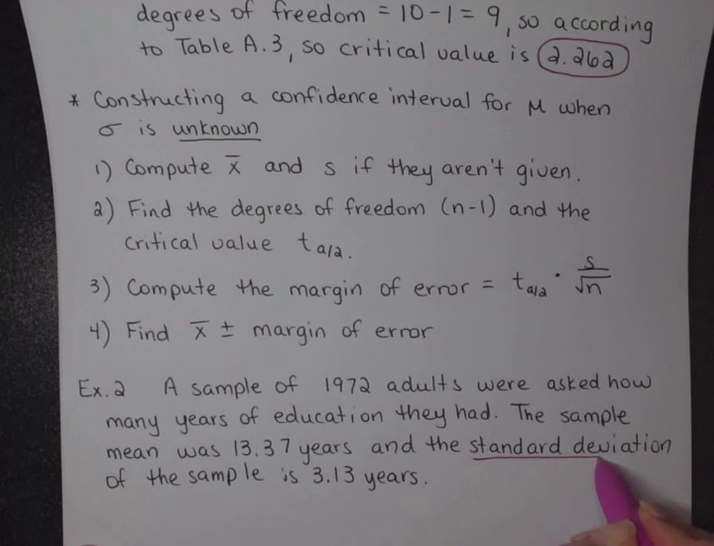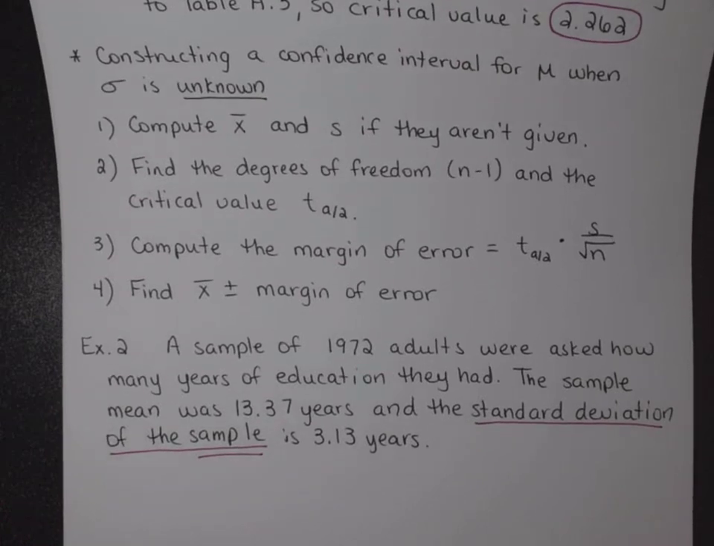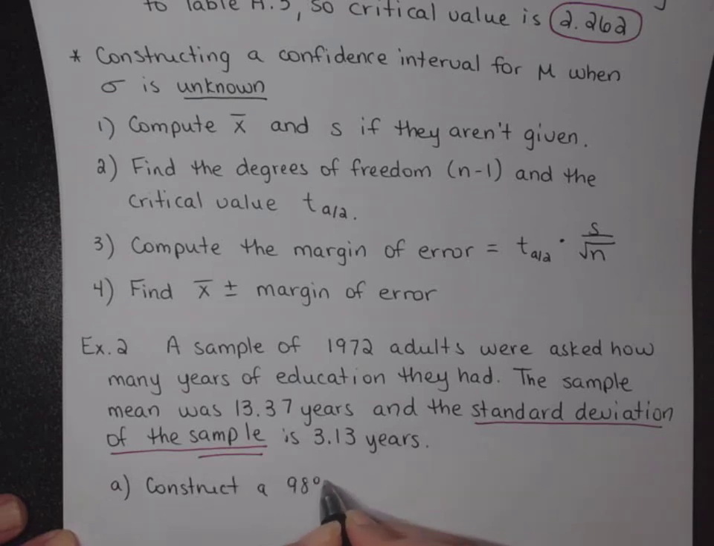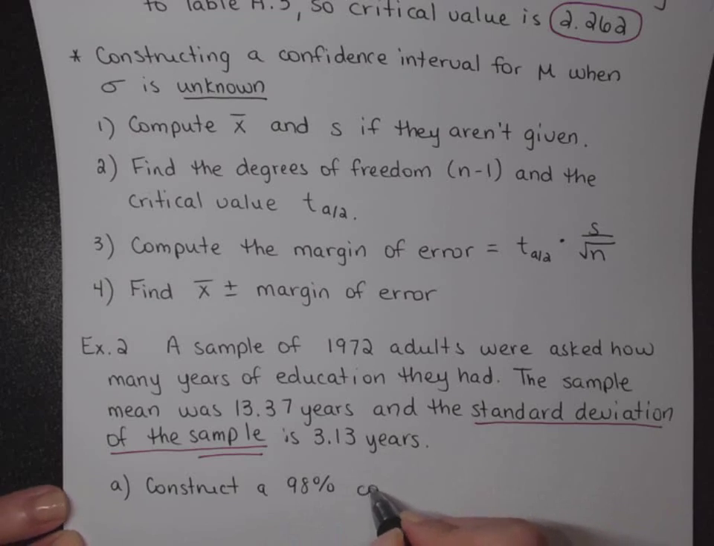So before I get to asking you a couple of questions about this, this is how this problem is different from what we did in 8.1. It's the sample standard deviation, not the population standard deviation. When that happens, we have to use the student t distribution instead. All right, so I want you to construct a 98% confidence interval for the mean.